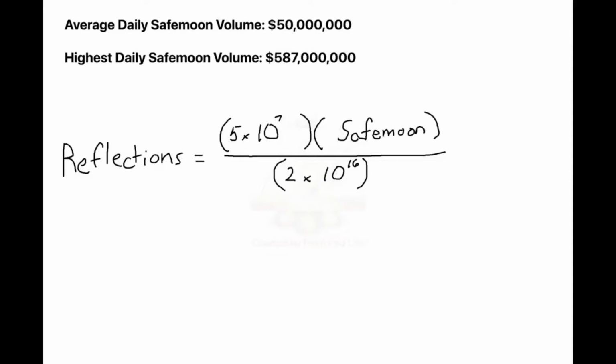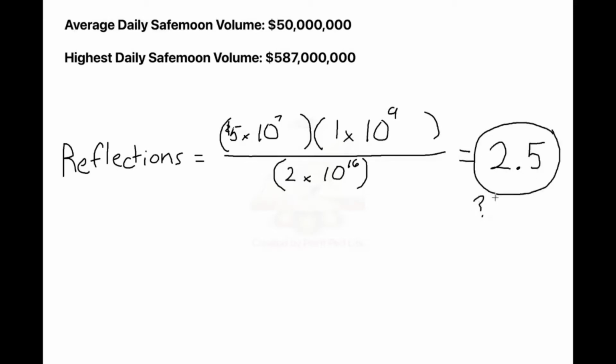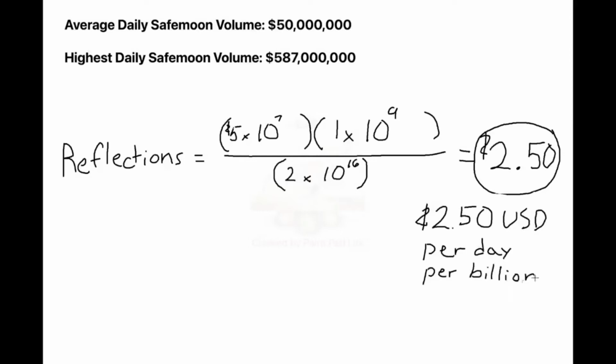And to calculate what a person with 1 billion tokens receives from this $50 million, let's just substitute it into our equation. So we put in 50 million for volume and 1 billion for Safemoon, and that gives us a neat answer of 2.5. What is this number? This is the value in US dollars of your daily reflections. If you have 1 billion coins and the daily volume is $50 million, you get $2.50.